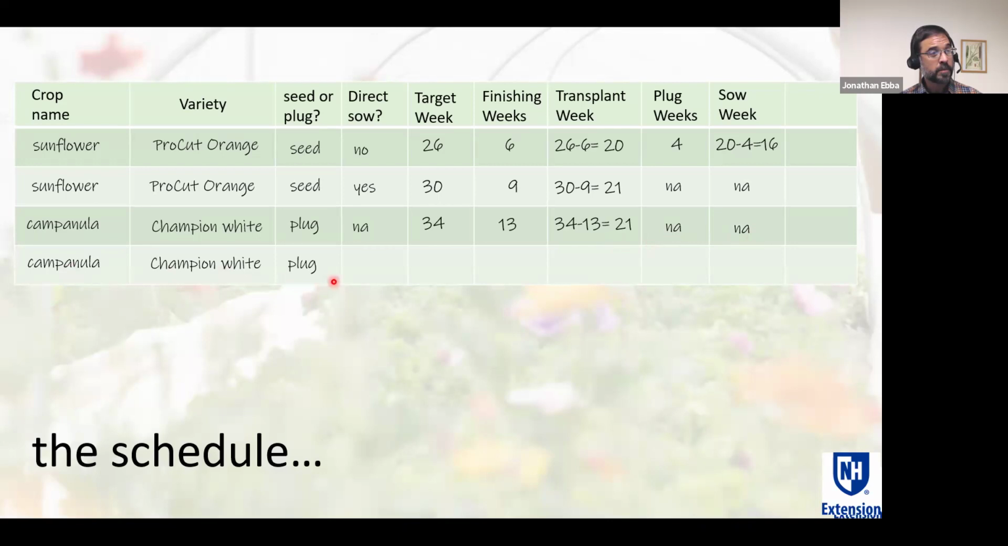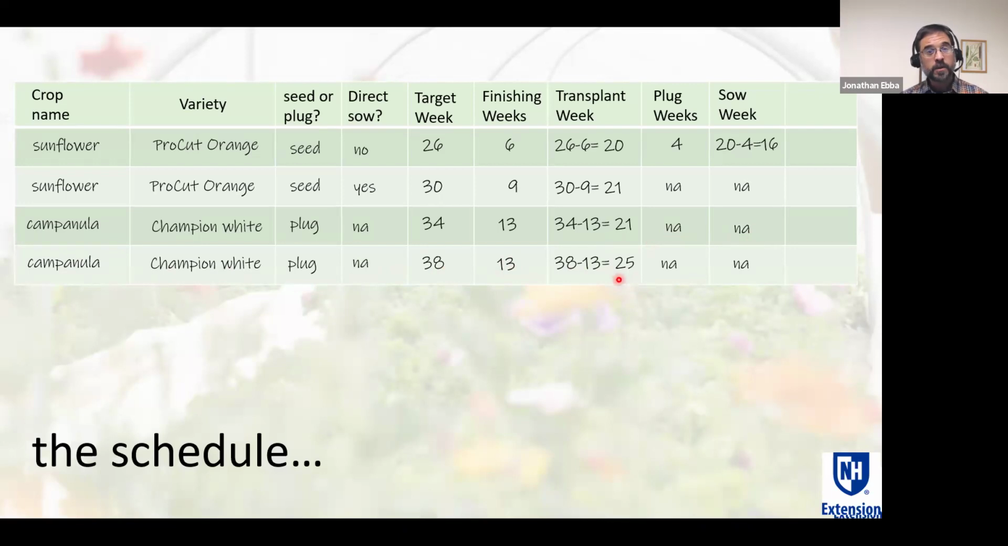Campanula Champion White plug. I want to hit week 38. Still takes 13. So clearly this is pretty straightforward. I need to get this one in 4 weeks later.